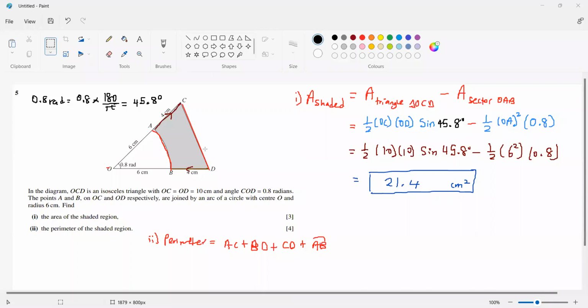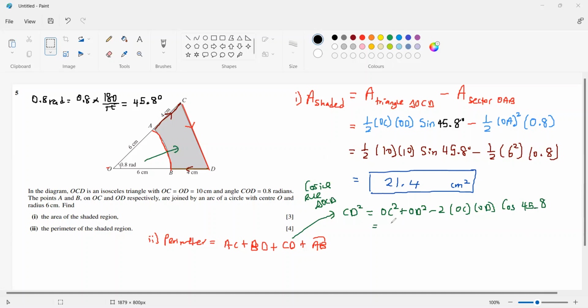Now let's think how to calculate the two missing components first, which are AB and CD. For CD, we use the cosine rule in triangle OCD. So CD squared is OC squared plus OD squared minus 2 times OC times OD times cos of the angle, 45.8 degrees, because it is opposite CD. When we substitute, this is 10 squared plus 10 squared minus 2 times 10 times 10 times cos 45.8. This whole thing is CD squared, so we find that and square root it.